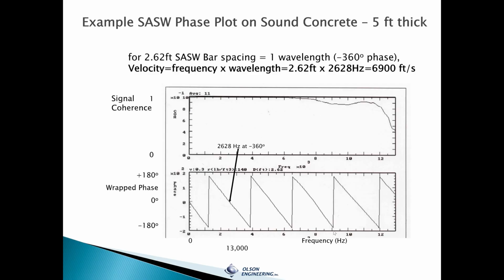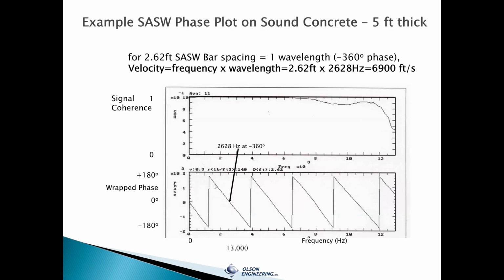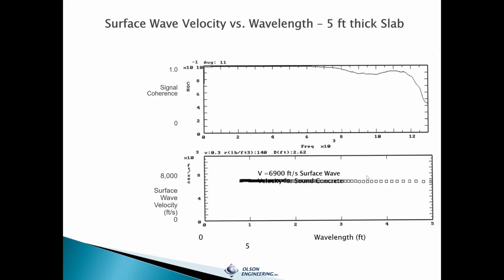So all of this phase data becomes the dispersion curve plot, where this is plotted as 6,900 feet per second from wavelengths of 0.8 feet to 5 feet. And what that means on this plot is 5 feet was about this frequency, and 0.8 feet was up in this range. Much shorter wavelengths mean higher frequencies. So we're getting this velocity versus wavelength, and that'll vary in the materials depending on their properties. If there's damage, if there's cracking, it gets slower.